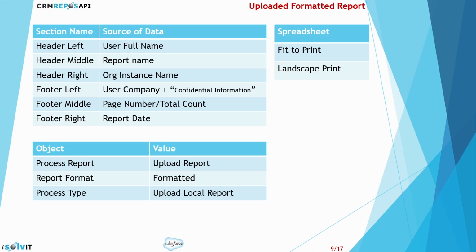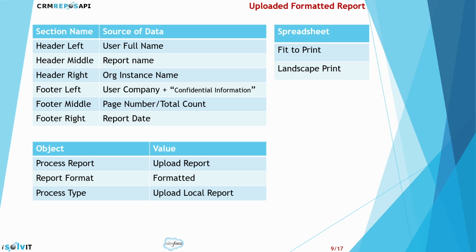The spreadsheet formatting option: CRMReposAPI will automatically apply these, including print optimized layout, landscape or portrait page setup for better page organization. The process report upload: report format is formatted. Upload report, drag and drop, or upload from the user device. Slice and dice is not active for this upload.